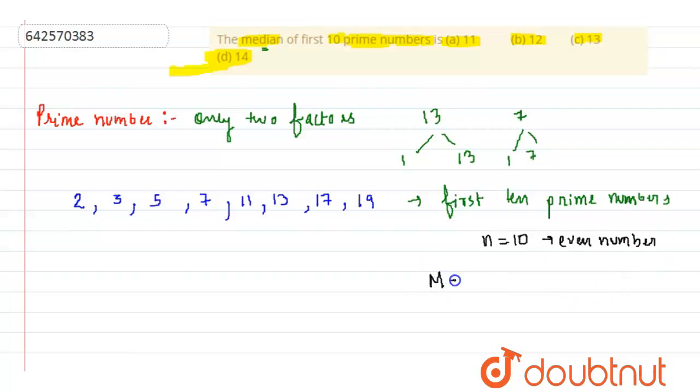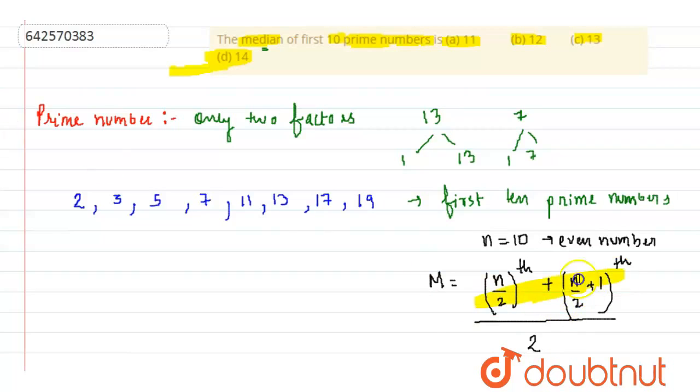So the median is given as (n by 2)th term plus (n by 2 plus 1)th term, divided by 2. This is the formula for the median, so we have to use this formula.